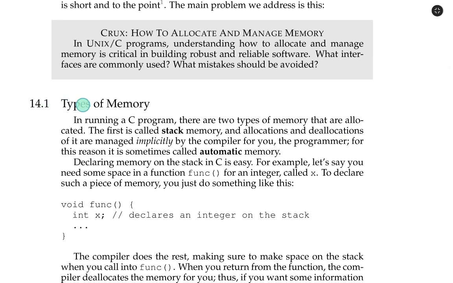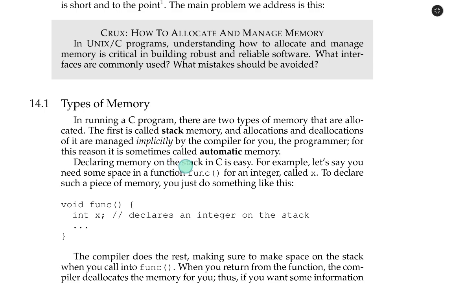14.1 Types of Memory. In running a C program, there are two types of memory that are allocated. The first is called stack memory, and allocation and deallocation of it are managed implicitly by the compiler for you, the programmer. For this reason, it is sometimes called automatic memory.